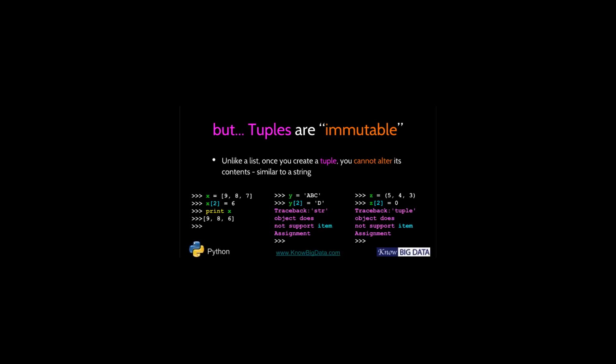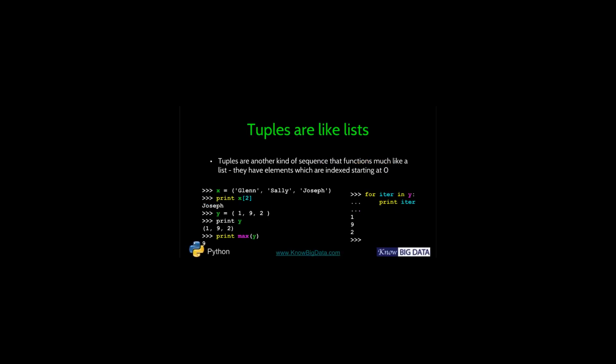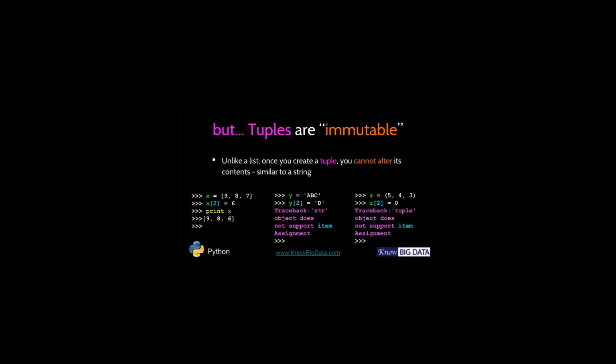All right, great. So a tuple is basically a collection of elements, and a tuple might look like an array to you. When we look at these examples, we say x equals round bracket Glenn, Sally, Joseph, and when I say x[2] I get Joseph. Similarly, we can iterate over a tuple just like the way we iterated over an array. Right now it might look like it's basically an array or a list.